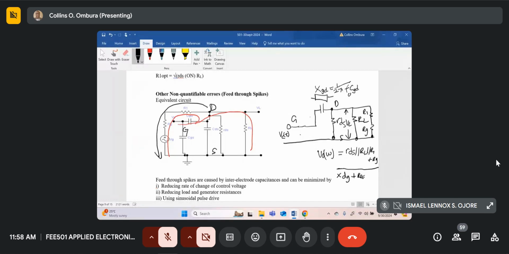Now I don't have space, so I'll just call it R equivalent L, which is the combination of RDS, RL, and R1 plus RG. Now if you look at that equation over there, of course all this is multiplied by the amplitude of VC of t. The numerator will be times the amplitude of VC of t. I do have space to put it over here. Let me remove this a bit.